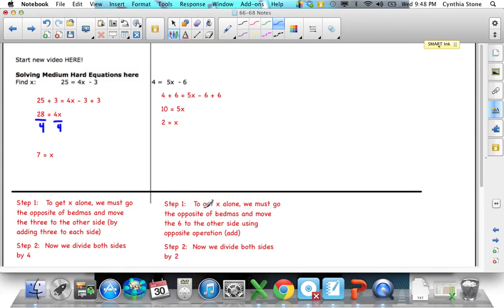So over here, we have minus 6. We're going to do the opposite operation. We're going to add 6 to both sides. Right? So 4 plus 6, 5x minus 6 plus 6. You end up with 10 equals 5x. Then step 2, divide both sides by 5. My bad. Right? Because this is 5 times x, so you divide both sides by 5. And you end up with x equals 2.